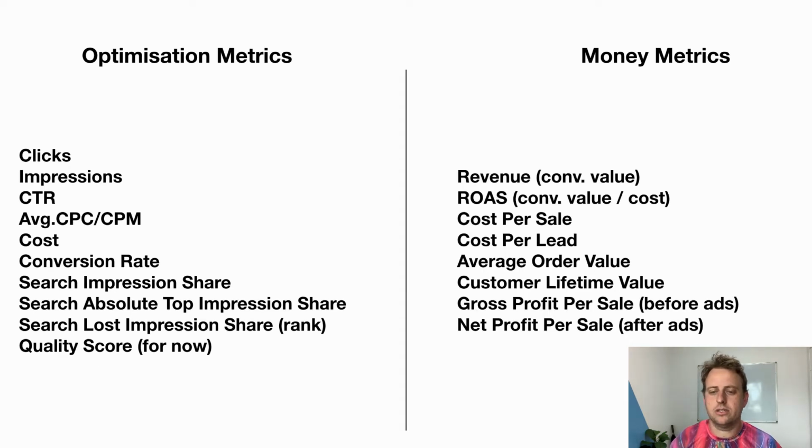Whereas the money metrics over here are revenue, return on ad spend, cost per sale, cost per lead if you're doing lead generation, average order value, customer lifetime value, gross profit per sale, which in the Google Ads context is before you take out your ad spend, and net profit per sale, the money you have after you've paid for your ads and everything else, i.e. the money that becomes your income or your company's income. That's really, at the end of the day, what's most important.